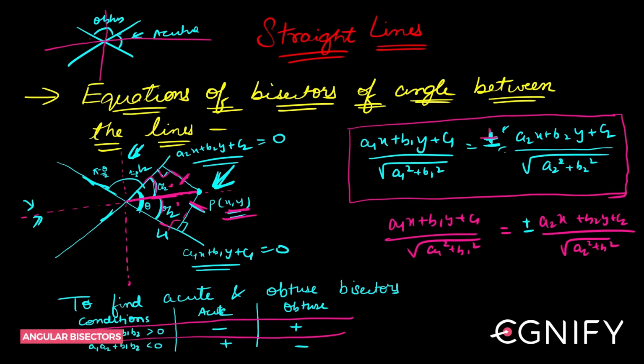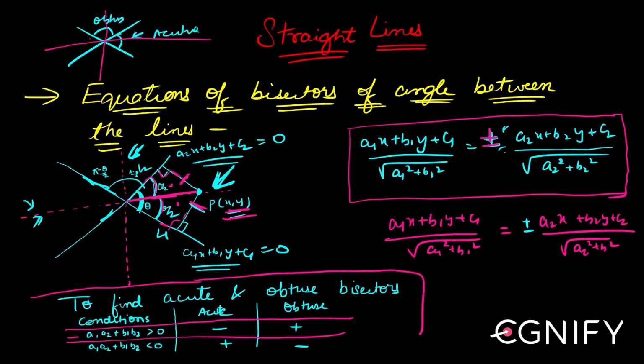But how do we know whether taking a plus is the acute angle or taking a minus is the acute angle? For which we have this table, this shortcut. So take this particular quantity a1 a2 plus b1 b2. If a1 a2 plus b1 b2 is greater than 0, then taking a minus sign here would mean you're taking the acute angle bisector, and taking a plus sign would mean you're taking the obtuse angle bisector, right? And if a1 a2 plus b1 b2 is less than 0, then taking a plus sign would mean that you're taking the acute angle bisector, and taking a minus sign would mean you're taking the obtuse angle bisector.